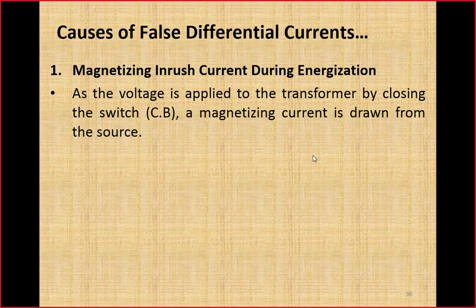So as the voltage is applied to the transformer by closing the switch circuit breaker, a magnetizing current is drawn from the source.